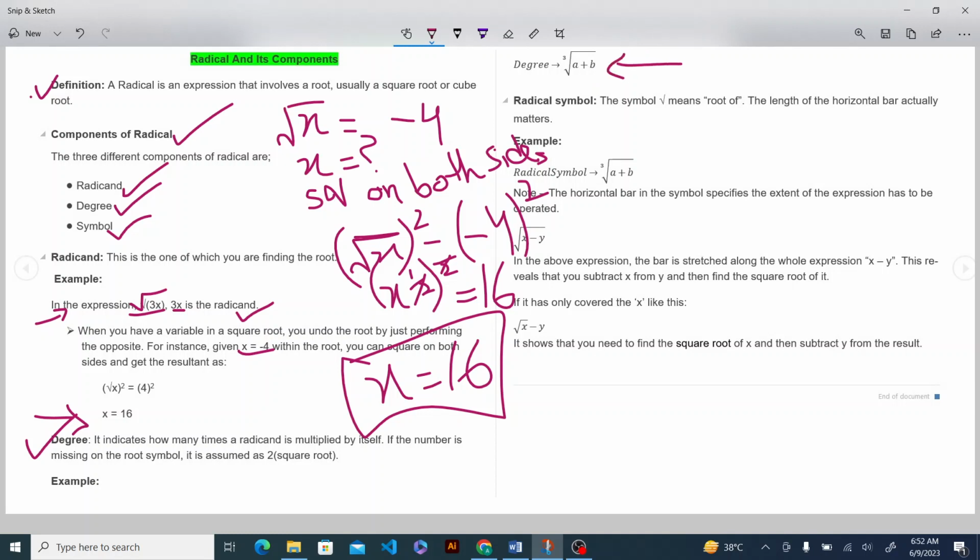This is the example of degree. We are simply provided with a radical, a plus b whole cube. Here the degree is 3. This 3 is the degree, because it is showing how many times the radicand, meaning a plus b, is being multiplied.